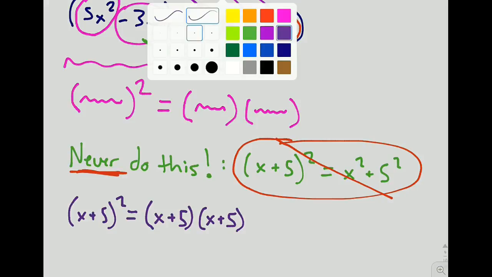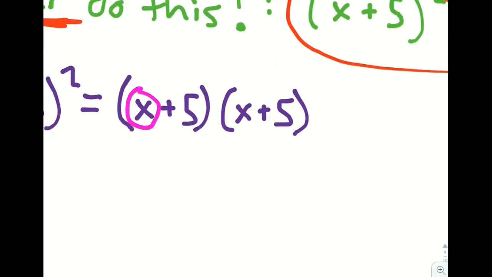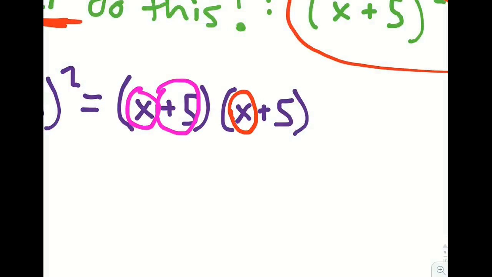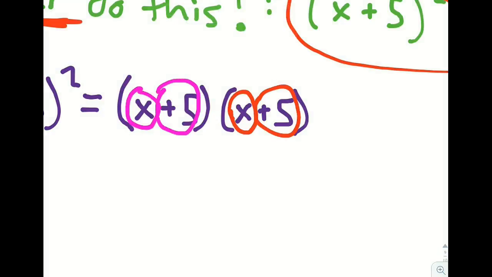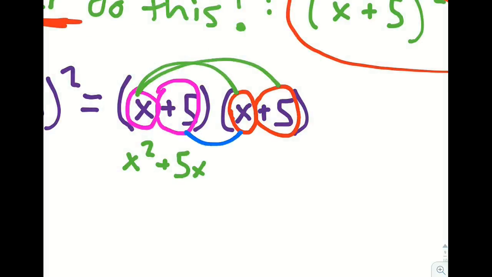And now we're going to treat this just the way we would treat any other distribution problem, where we're going to circle our chunks in the first piece. We're going to circle our chunks in the second group. And then we're going to distribute out across each one to each one. So the x times the x is going to be x squared. The x times the positive 5 is going to be plus 5x. On the underside, we've got the plus 5 times x. That's going to be plus another 5x. We've got the plus 5 times the plus 5, so that's 5 times 5 is 25. So we end up with this.